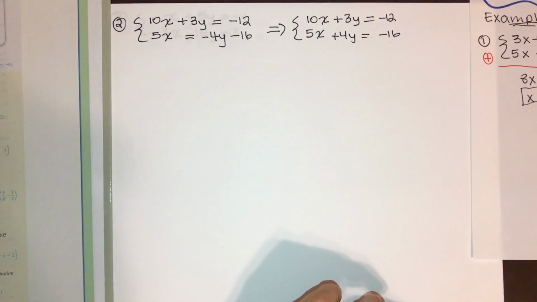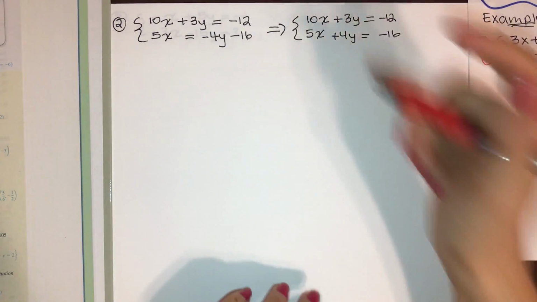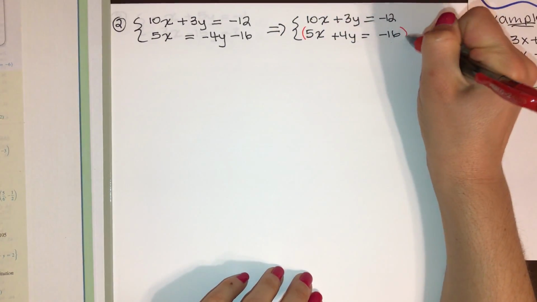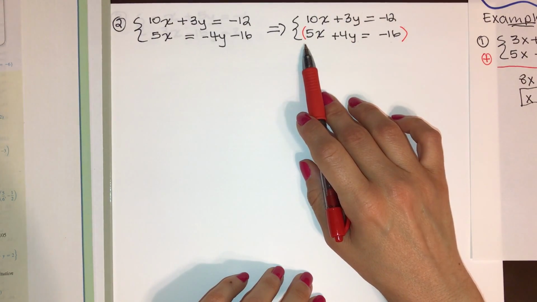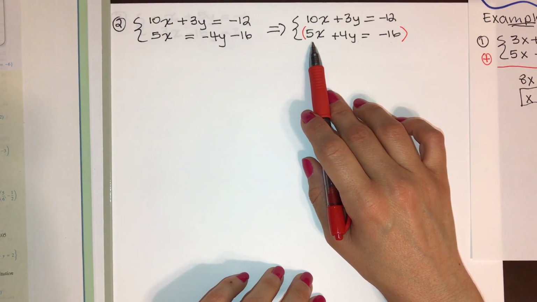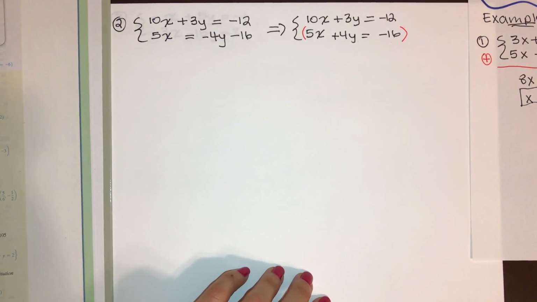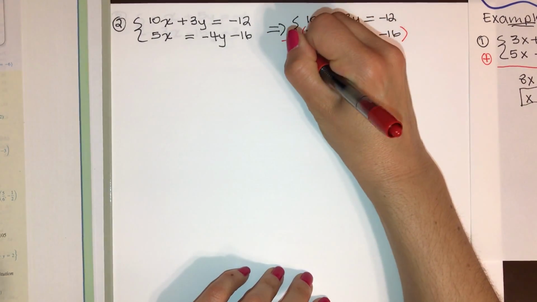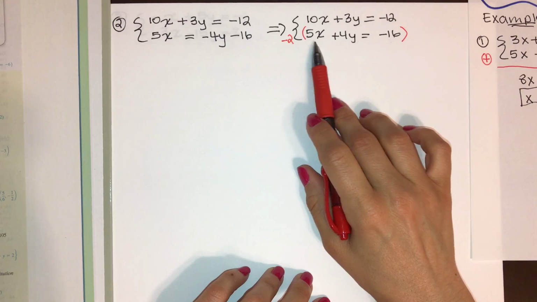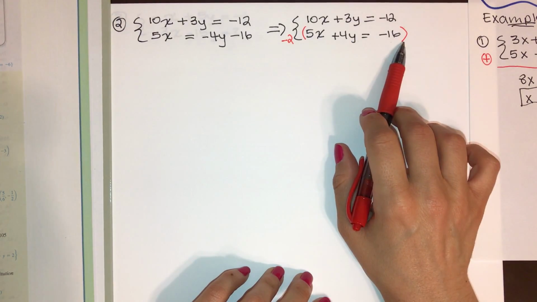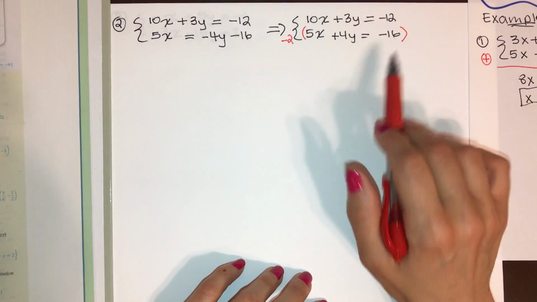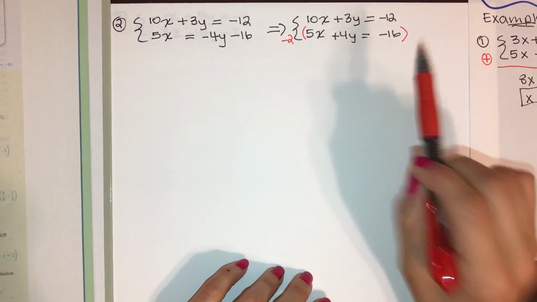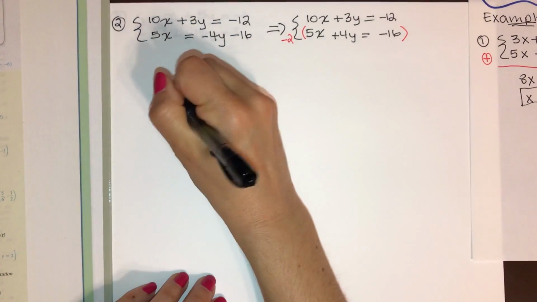So what I'm going to do is multiply the second equation. I know that if I multiply the second equation by -2, I will get -10x, which is what we want. So that way we can get rid of x. And remember, you do have to multiply every single term. Not just the x term, but every term, because this is an equation. Whatever you do to one term, you have to do to every single term.